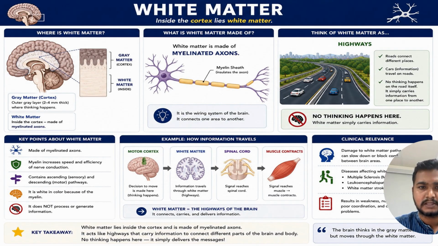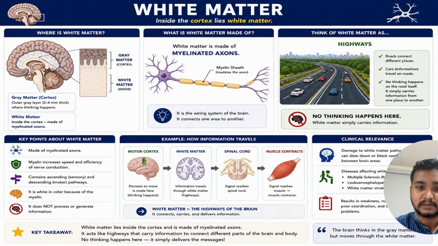We've just learned that the cerebral cortex is where thinking happens. But here's an important question. How does one part of the brain communicate with another? The answer is white matter. White matter lies just beneath the cerebral cortex and is made up of millions of myelinated axons. Think of these axons as the highways of the brain. Just as highways connect different cities, white matter connects different parts of the brain, allowing information to travel quickly and efficiently.